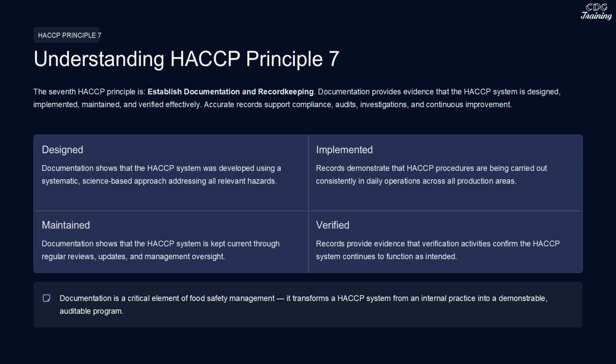The seventh HACCP principle is establish documentation and record-keeping. Documentation provides evidence that the HACCP system is designed, implemented, maintained, and verified effectively. Accurate records support compliance, audits, investigations, and continuous improvement.